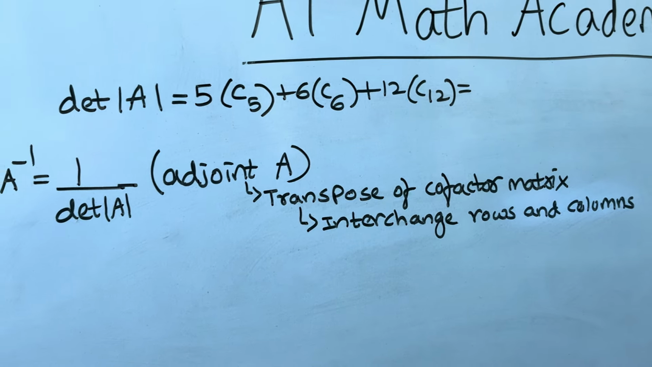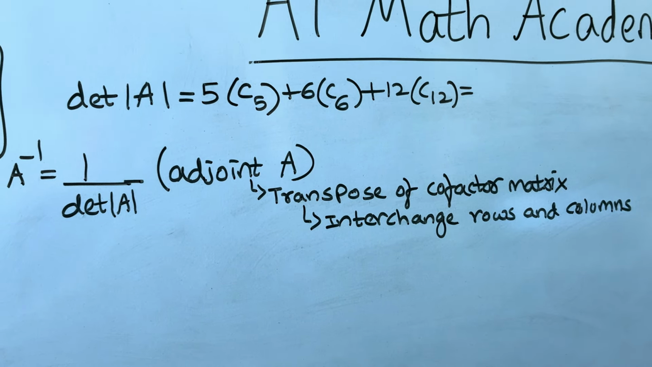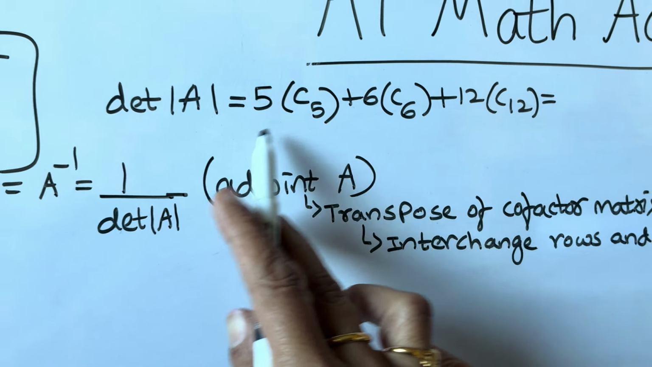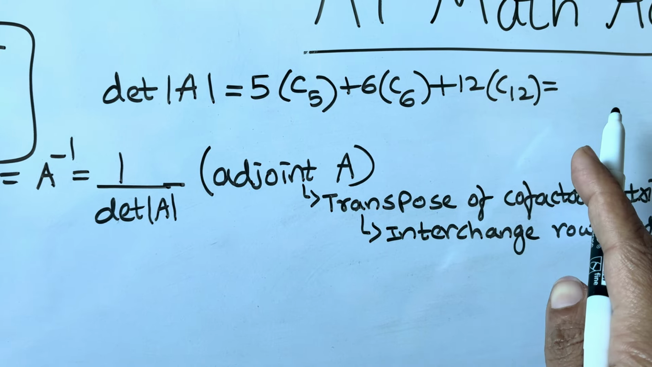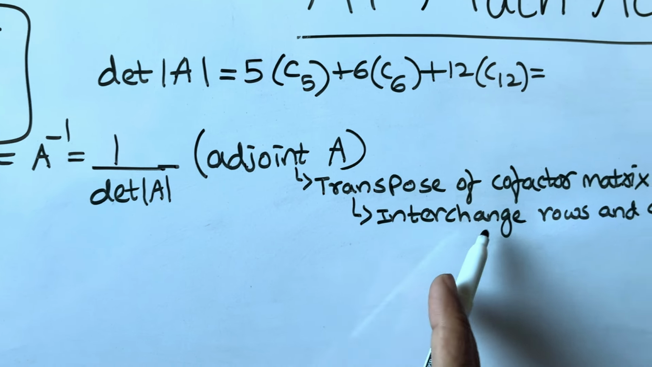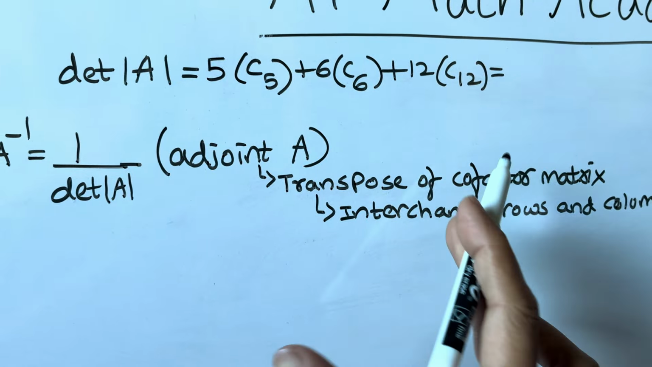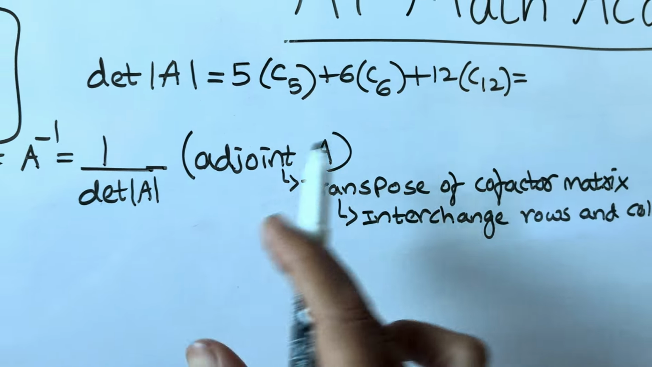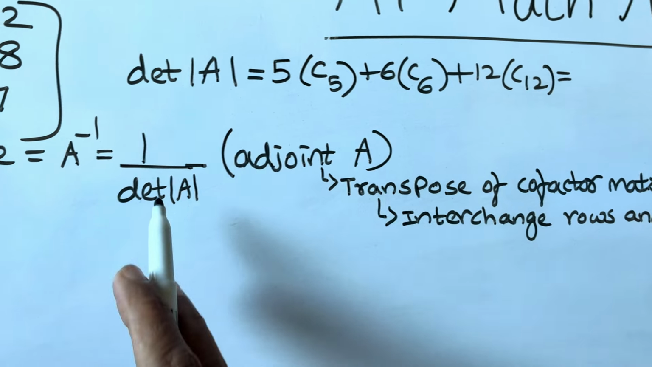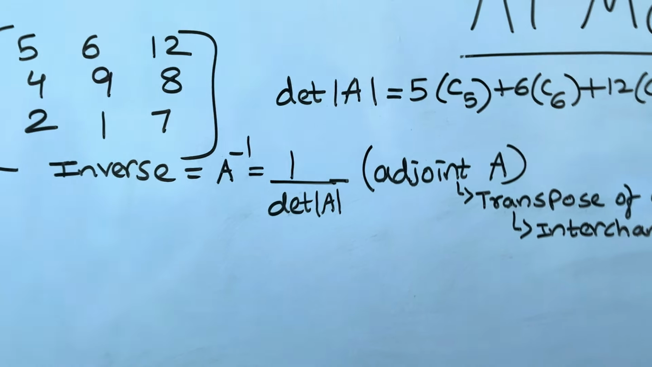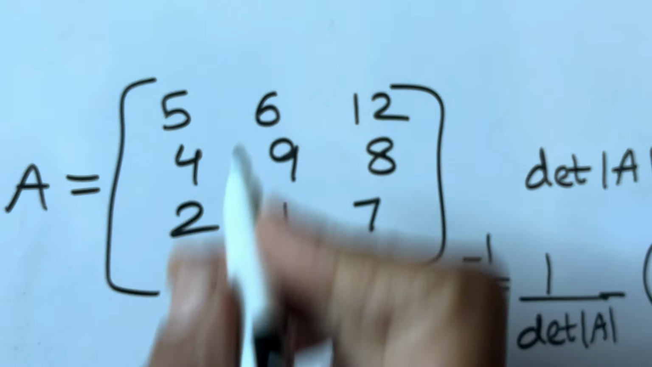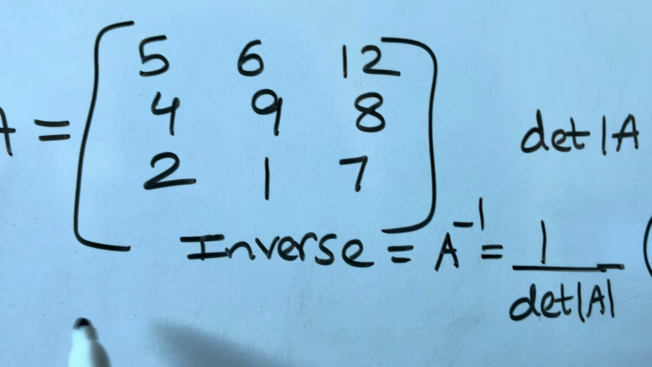So let's start finding the cofactors so that we can multiply the cofactors with the elements and get our determinant. Once we find the cofactors, we can just interchange the rows with columns and we'll get the adjoint. Then we can divide the adjoint matrix by the determinant to get the inverse. So let's start by finding the cofactors of each element.